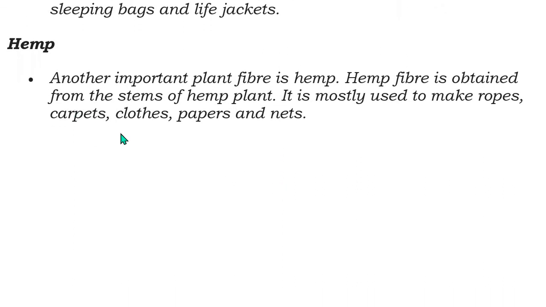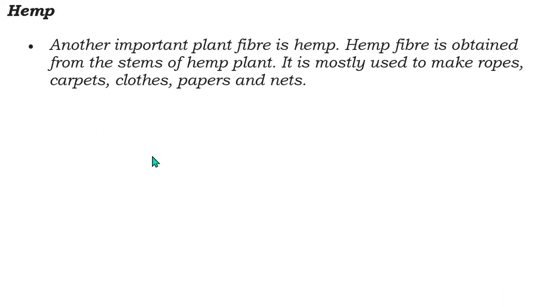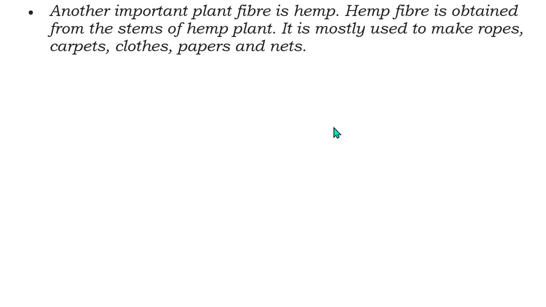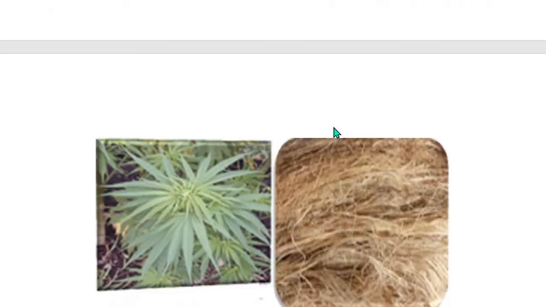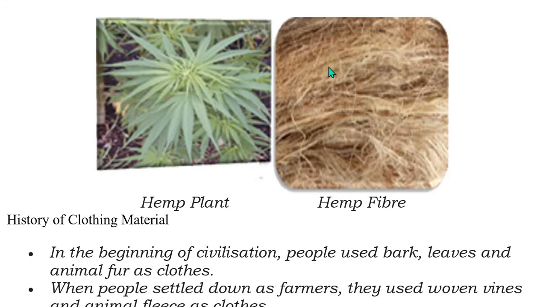Another important plant fiber is hemp. Hemp fiber is obtained from the stems of the hemp plant, and it is mostly used to make ropes, carpets, clothes, paper, and nets. And this is a hemp plant, and this is the hemp fiber obtained from the hemp plant.